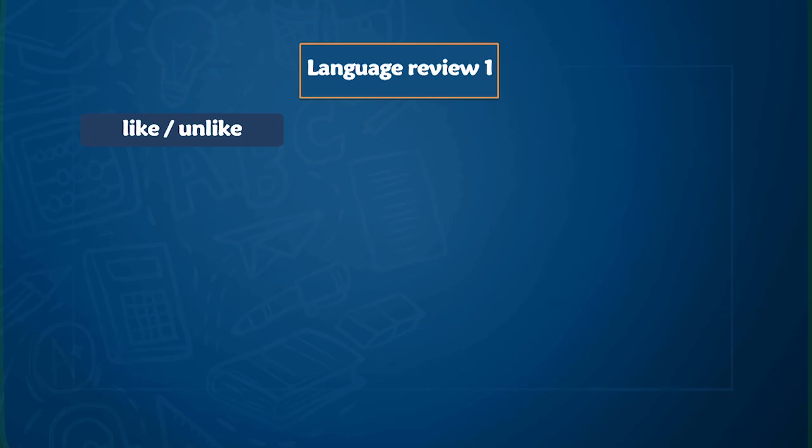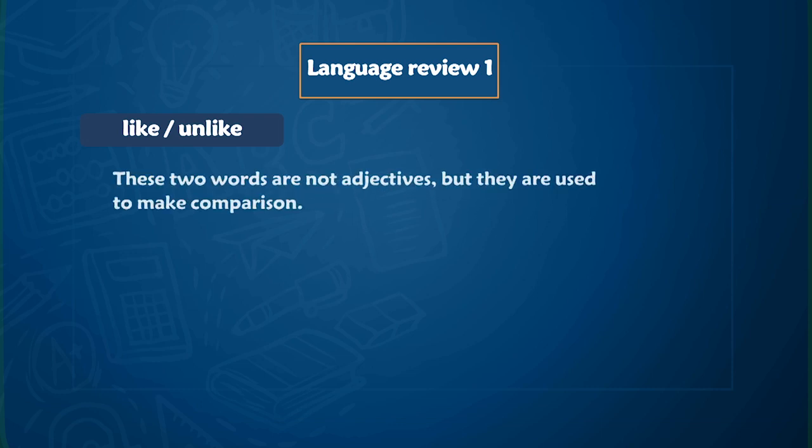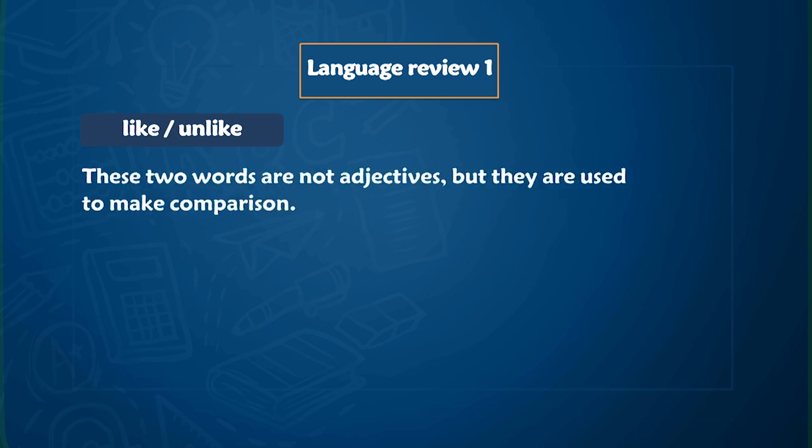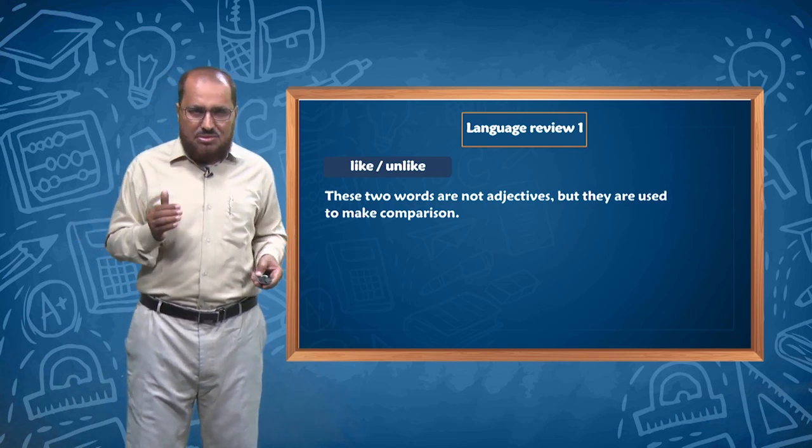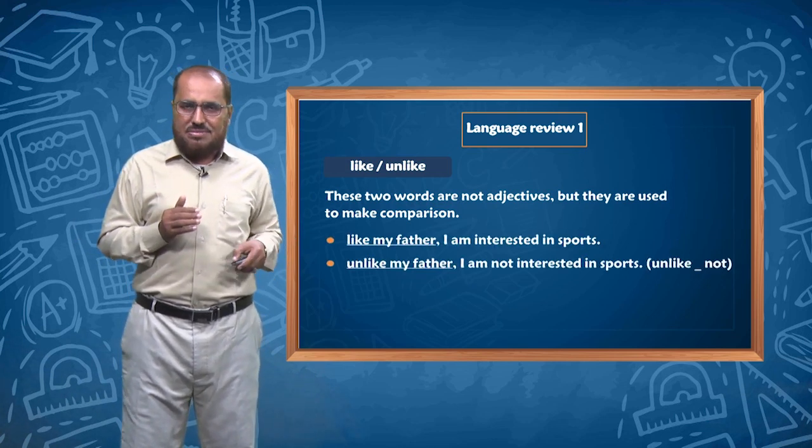Let's go for the third topic, or the third step: using for comparison also, like and unlike. These two words are not adjectives, but they can be used to make comparison. If these two things are the same, or there is similarity between those things in a special item, we use here like.